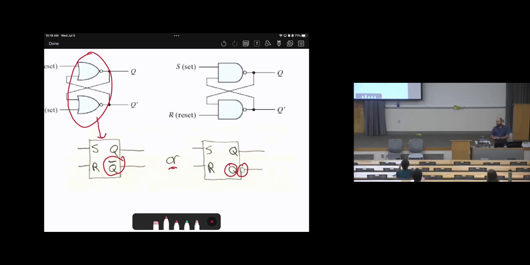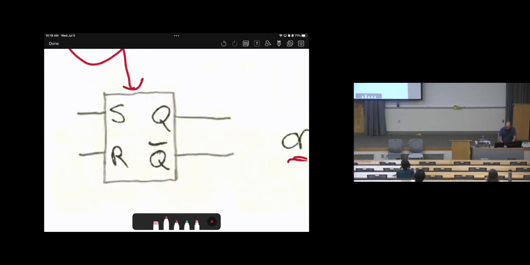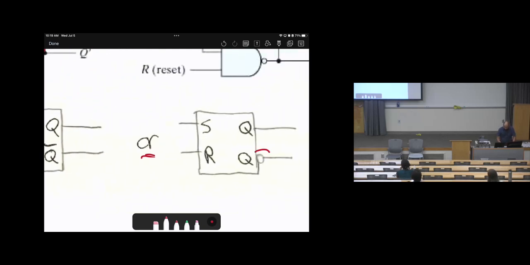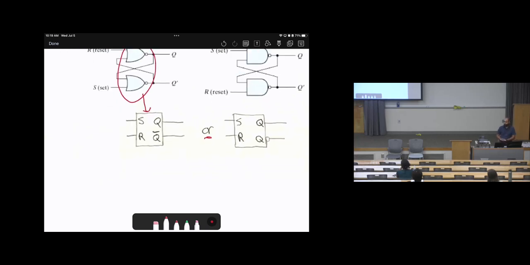So it's up to you. Either of the two approaches or symbols is fine, but keep in mind, if you use one, don't mix them up. For example, when you draw the Q bar, don't put a bubble here. This is incorrect. Or when you remove the bar, keep in mind you need to put a bubble. Okay? Any question?